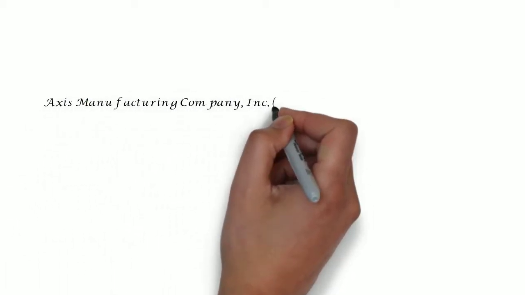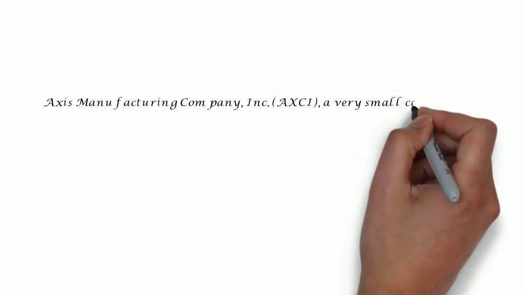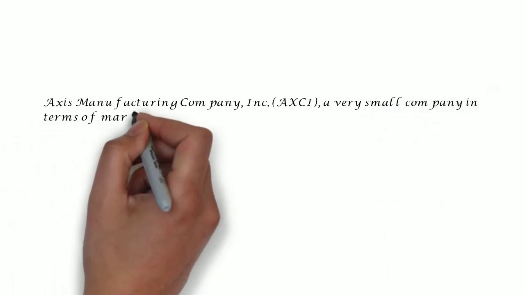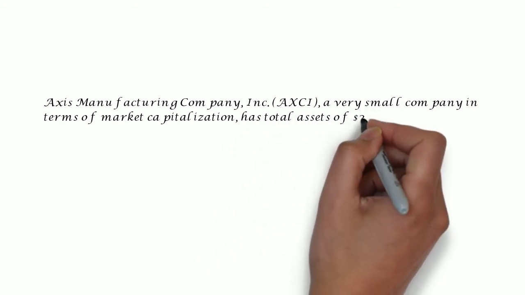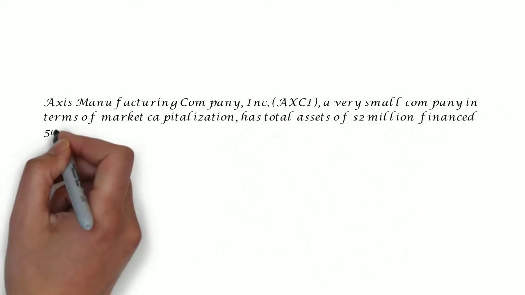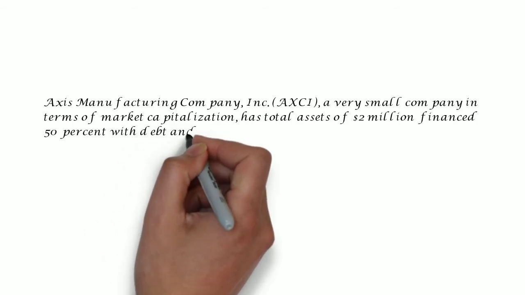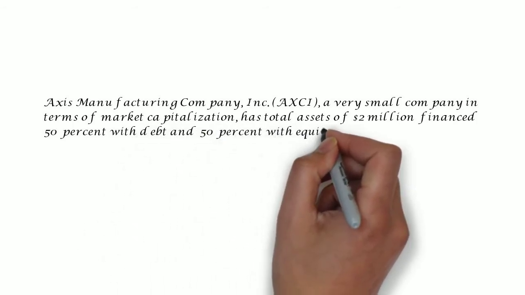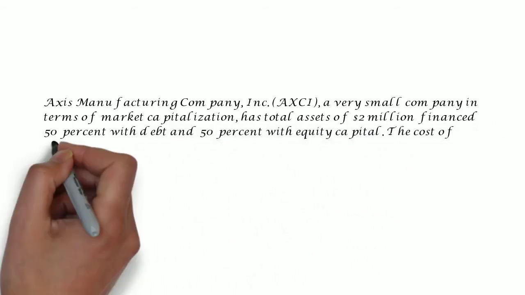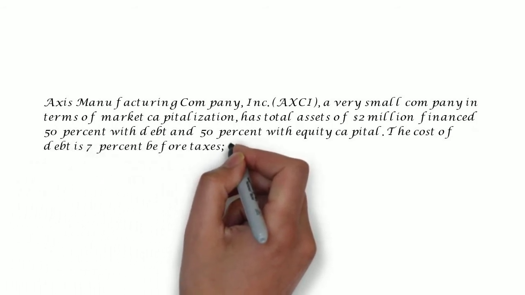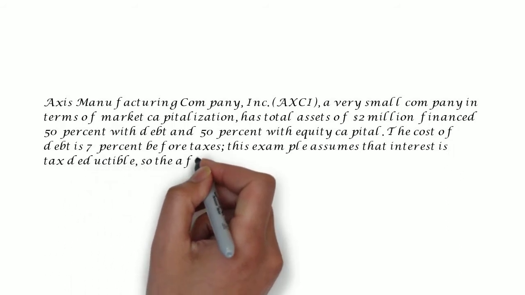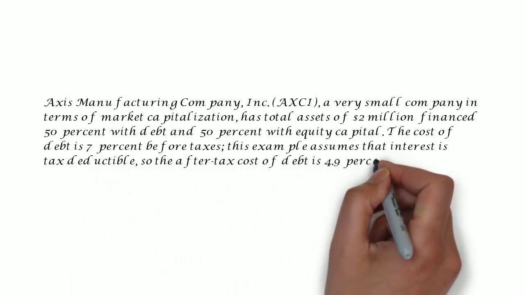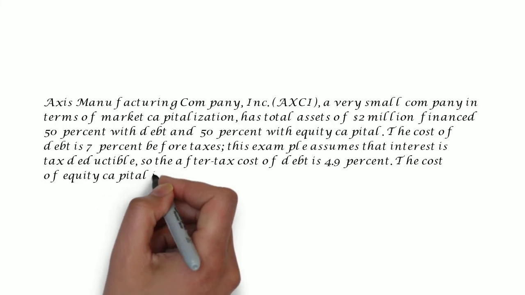Let's look at another example. AXCI, a very small company in terms of market capitalization, has total assets of $2 million financed 50% with debt and 50% with equity capital. The cost of debt is 7% before taxes. This example assumes that interest is tax deductible, so the after-tax cost of debt is 4.9%, which is calculated as the before-tax cost of debt of 7% times 1 minus the tax rate of 30%. The cost of equity capital is 12%.